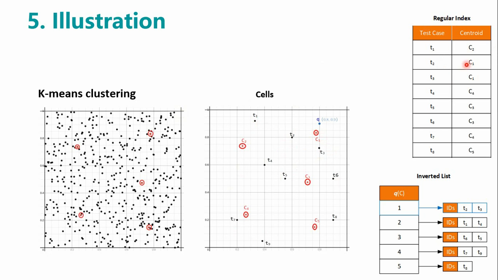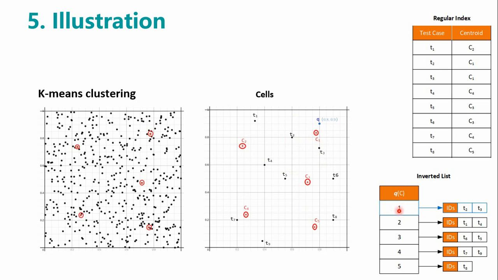In the inverted index we can see the list. For example, T1 belongs to C2 here. After that, to find the nearest neighbor of query point Q, we calculate the distance of Q to all the centroids, and this gives us C1. Then we go down to find all the test cases that lie in this cell.